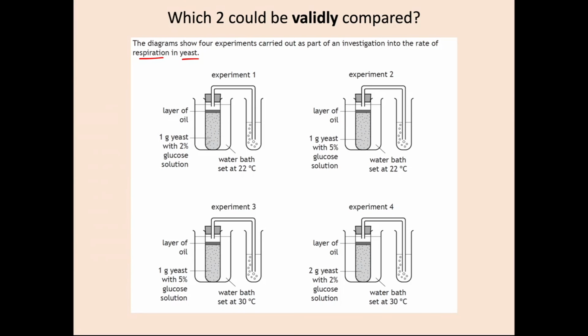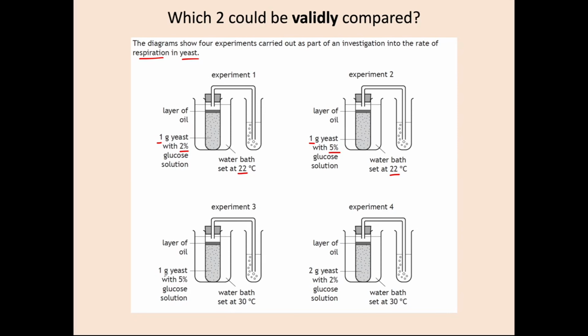Well, let's have a look at the 4 experiments. Experiment 1 has 1 gram of yeast. It has 2% glucose solution and is a water bath set up at 22 degrees. Experiment 2 also is 1 gram of yeast, but this one has 5% glucose solution and again is set up at 22 degrees. So if we have a look here, experiment 1 and 2 only have one thing that's been changed, and that's the percentage of glucose solution.